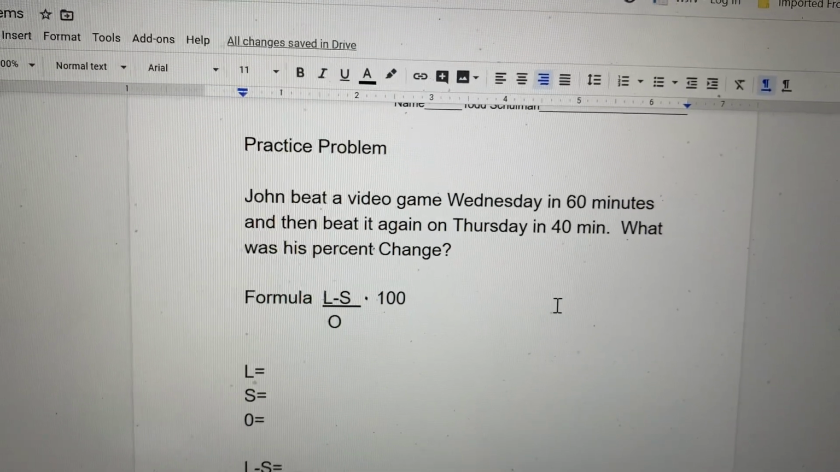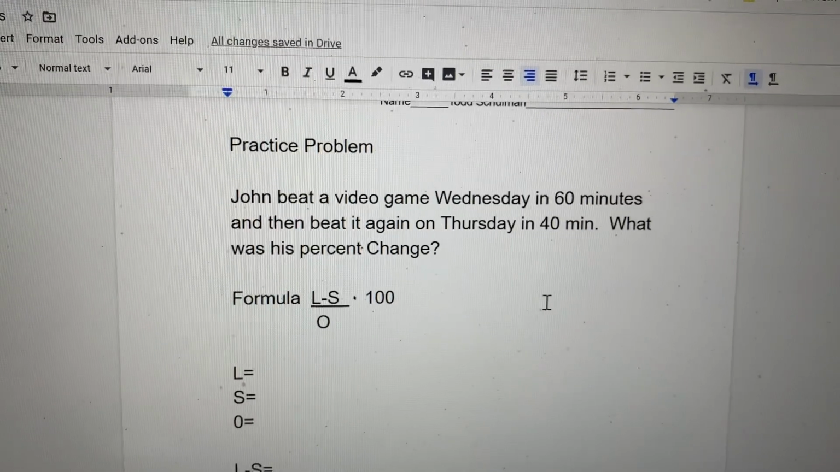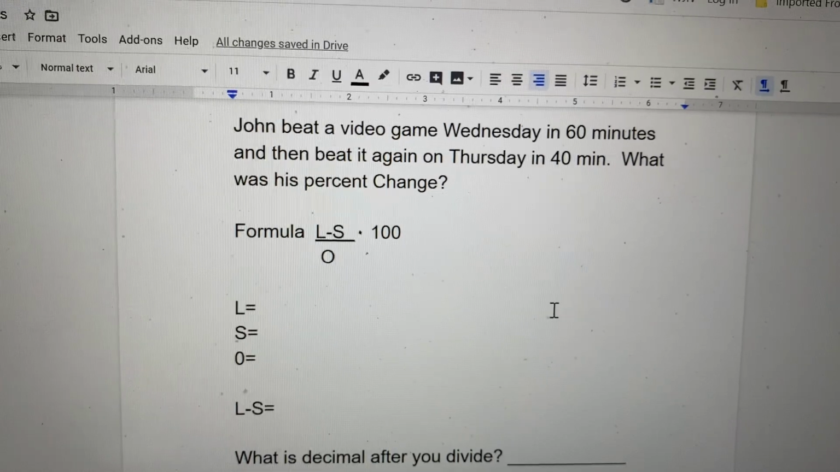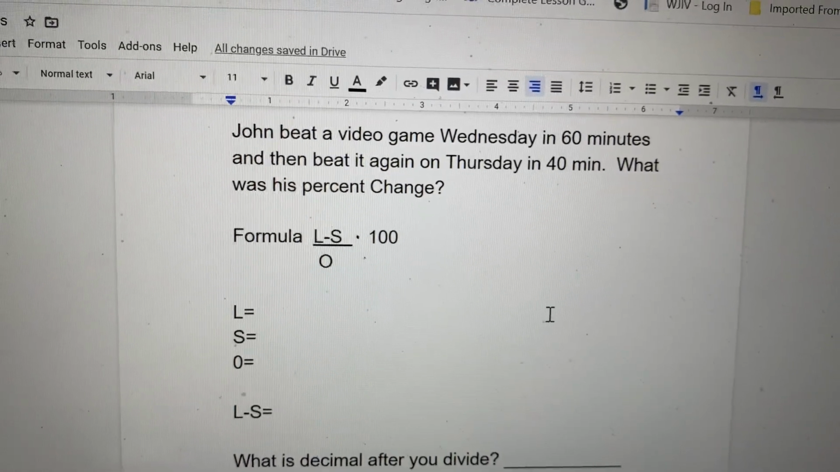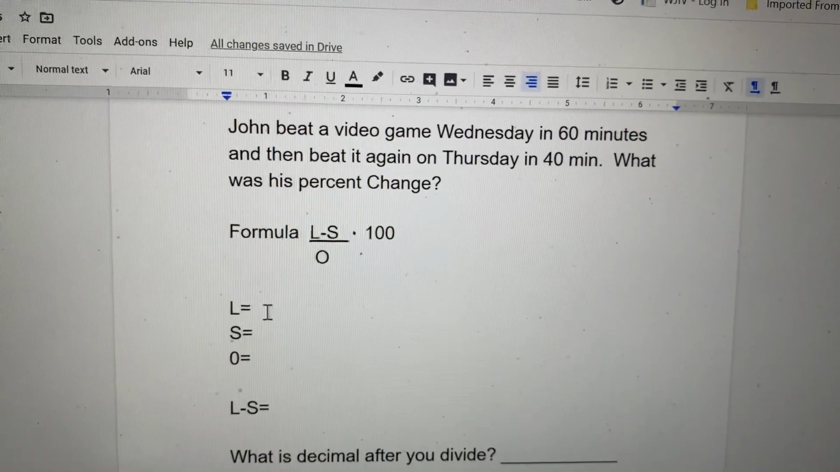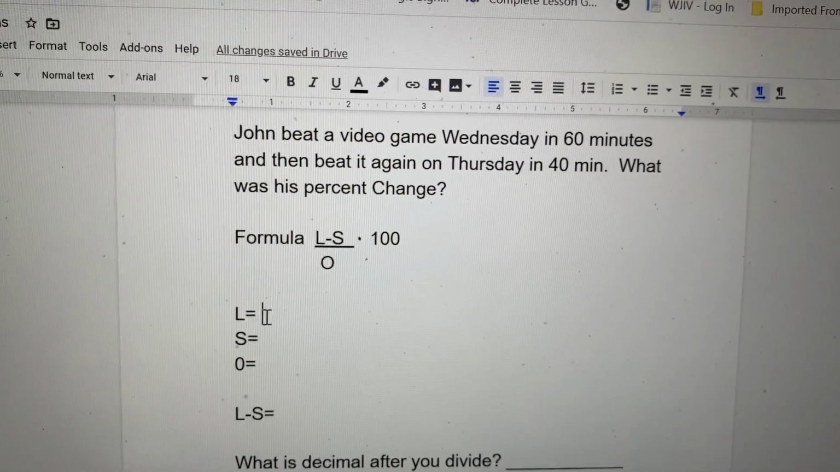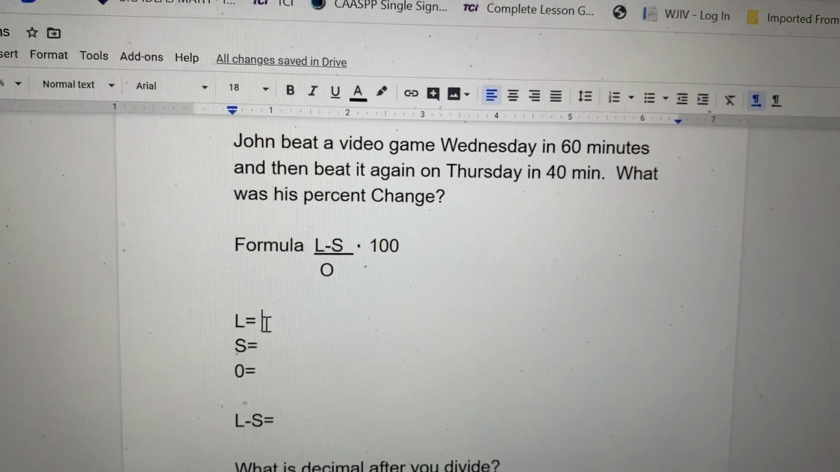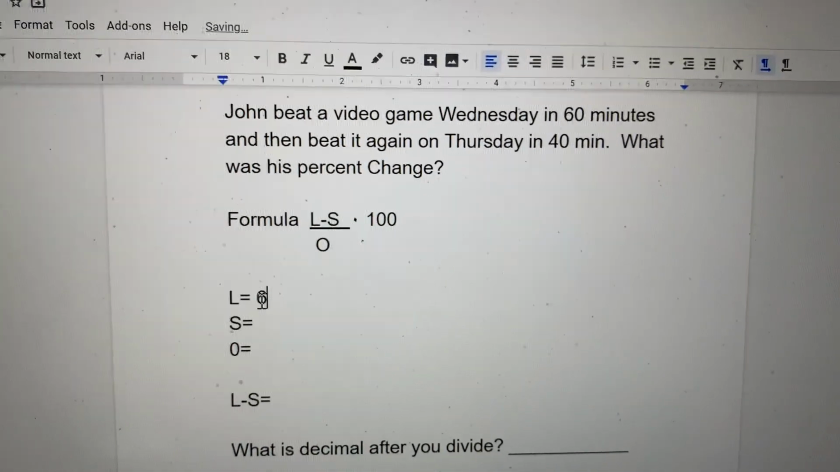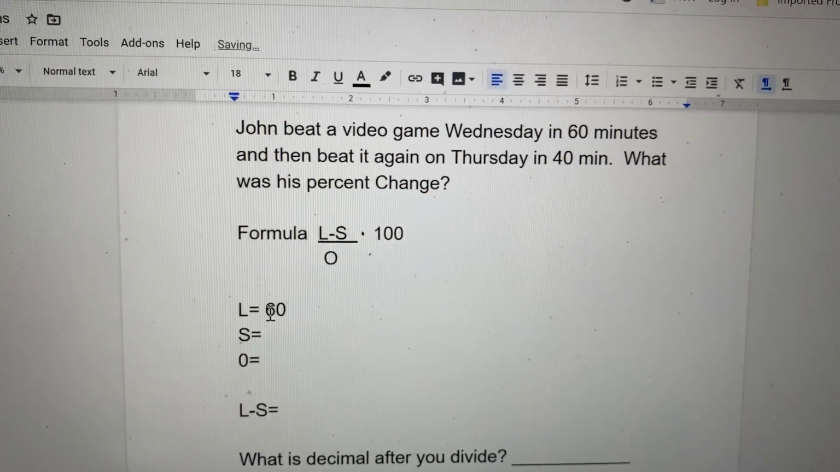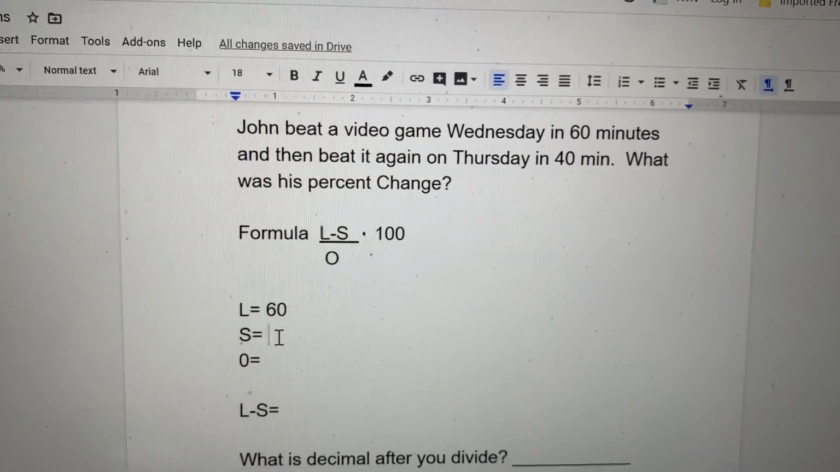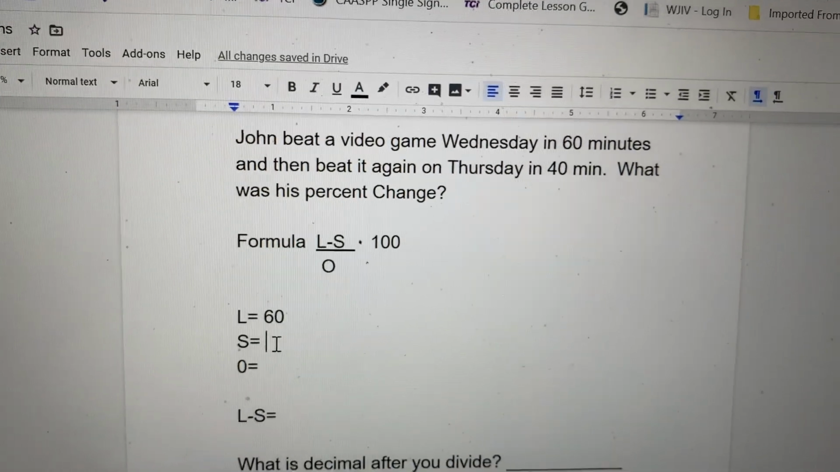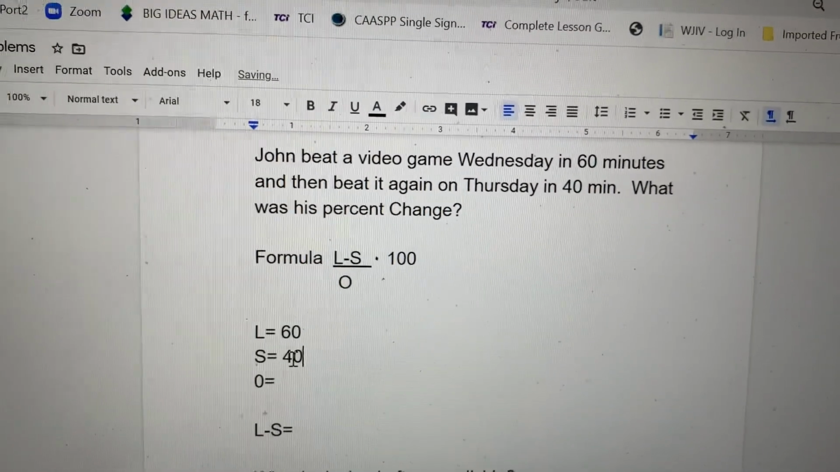But in order for me to make sure that you're understanding this correctly, I'm going to have you fill out the problems a little bit differently. I'm going to have you take a step-by-step approach. So go where the L is, and click after the equal sign, and I'm going to say, what is the largest number? Well, if we look at this problem, the largest number is 60, so I'm just going to click it in there. Then we're going to say, what is the smallest number? The smallest number is 40.